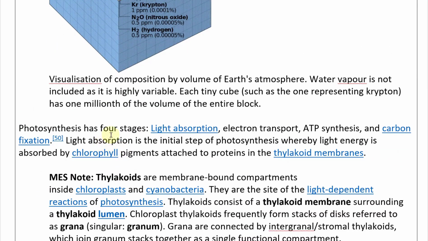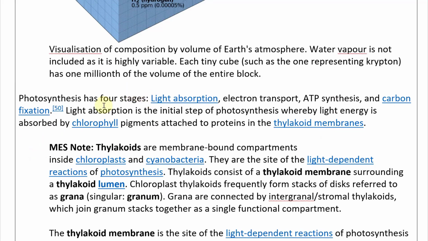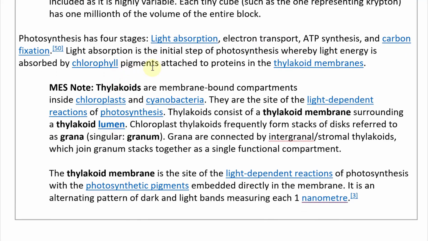All right, so photosynthesis has 4 stages: light absorption, electron transport, ATP synthesis, and carbon fixation. The first stage, light absorption, is the initial step of photosynthesis, whereby light energy is absorbed by chlorophyll pigments attached to proteins in the thylakoid membranes. Thylakoid membranes are membrane-bound compartments inside chloroplasts and cyanobacteria.